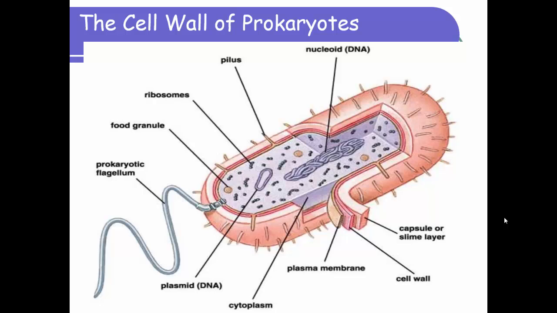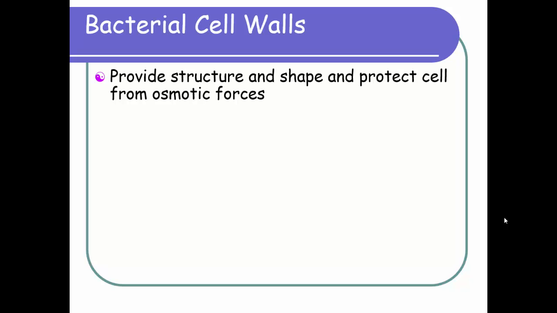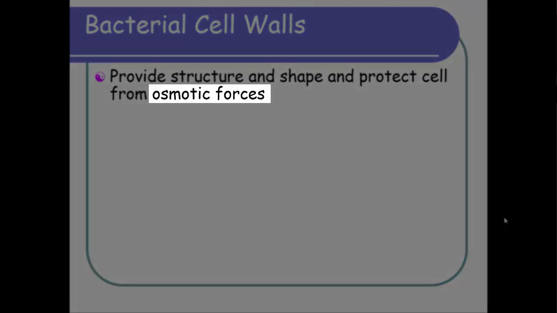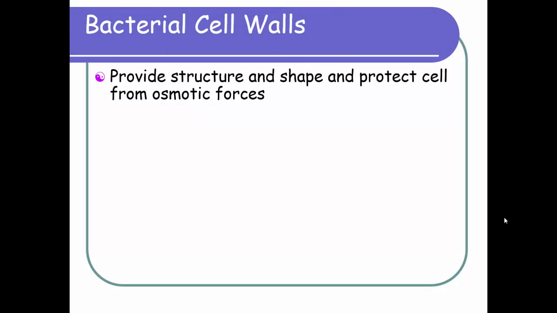The cell wall of prokaryotic cells is unique. It contains peptidoglycan as the primary protein. Bacterial cell walls provide the structure and the typical shapes of bacteria, and the big thing, it protects cells from internal osmotic forces. Most bacteria have a very high internal osmotic force, meaning that they tend to take up water, and therefore the water would try to rupture the cell membrane. If we did not have the cell wall, the bacterial cells would actually lyse.